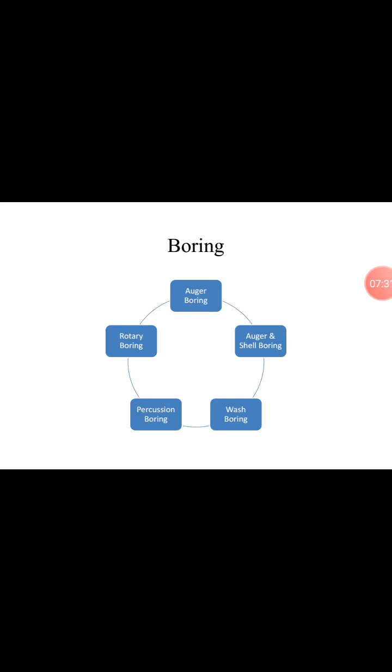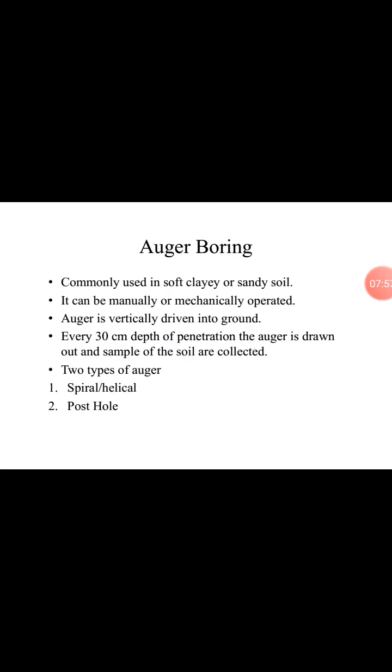Now next is boring. So what is boring? Boring is one type of drilling. Boring is divided into five methods. First is auger boring, second is auger and shell boring, third is wash boring, fourth is percussion boring, and fifth is rotary boring. Here we discuss them one by one. First is auger boring.